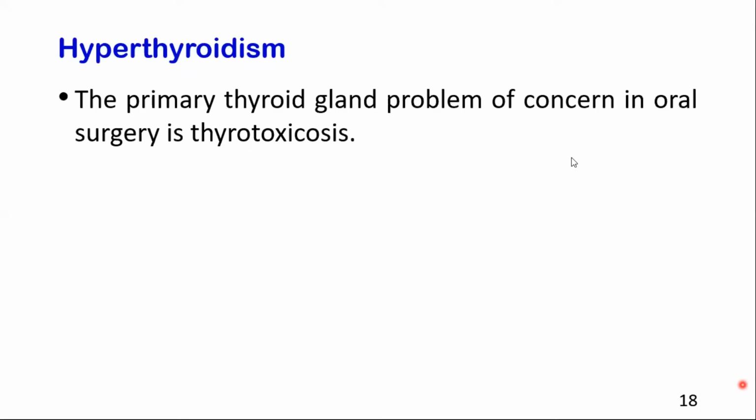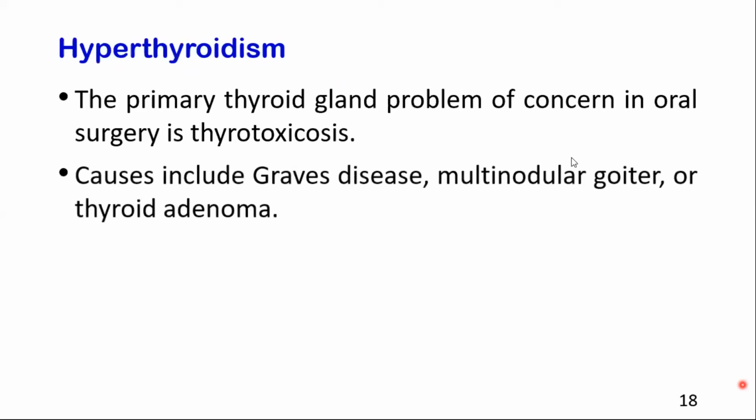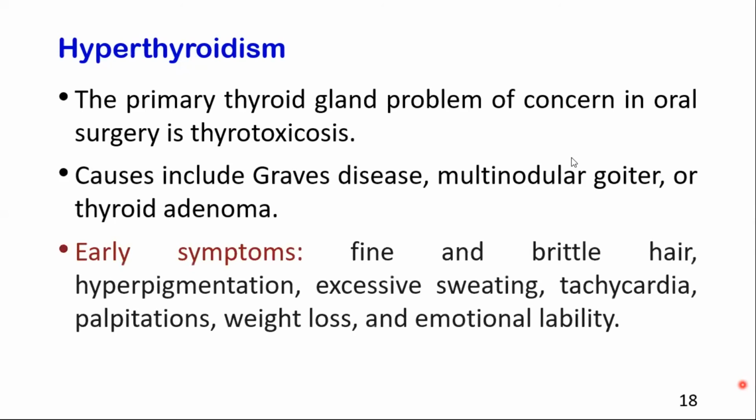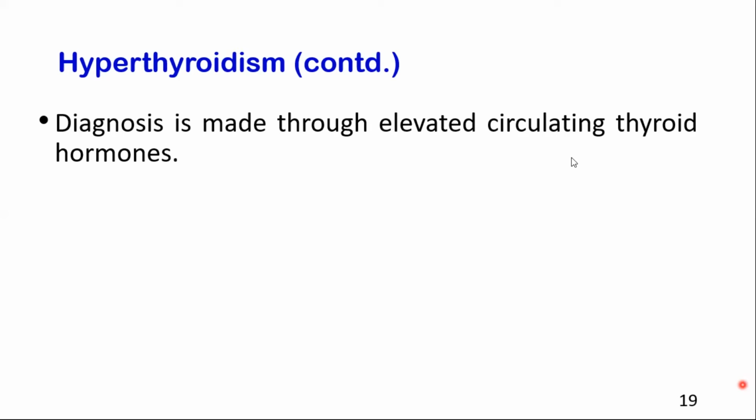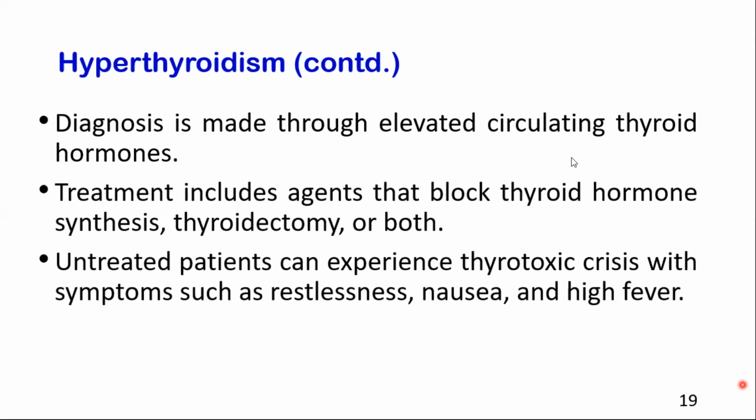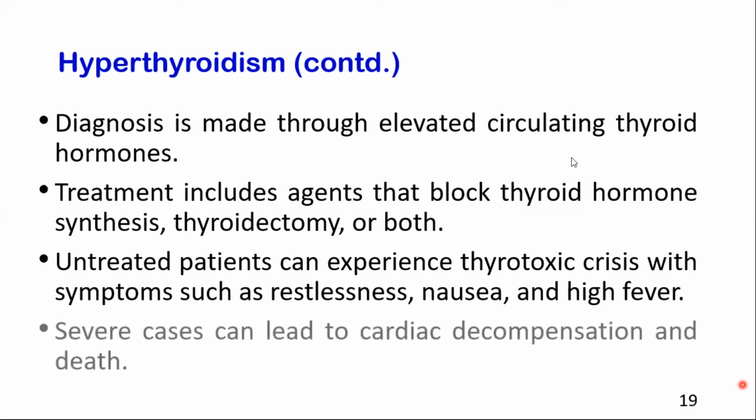Next is hyperthyroidism. Particularly, hyperthyroidism is a concern in oral surgery. Causes include Graves' disease and thyroid adenomas. Early symptoms include hair and skin changes, fast heart rate, and weight loss. Exophthalmos is also common. Hyperthyroidism is diagnosed by measuring thyroid hormone levels. Treatment involves medication or surgery. If untreated, the patient risks a thyrotoxic crisis, which can lead to severe symptoms and potentially death.